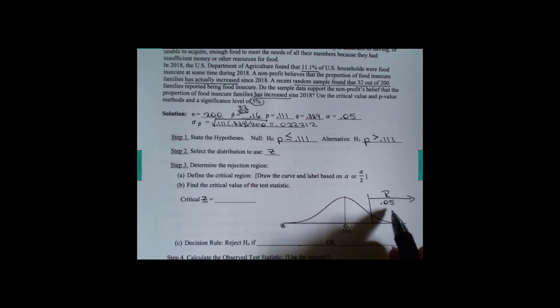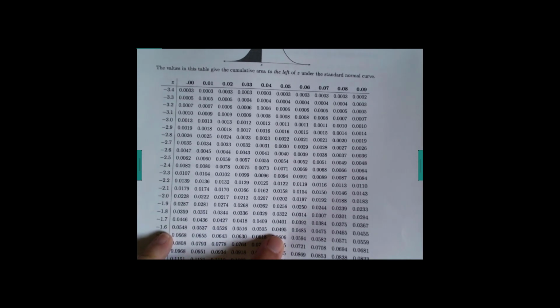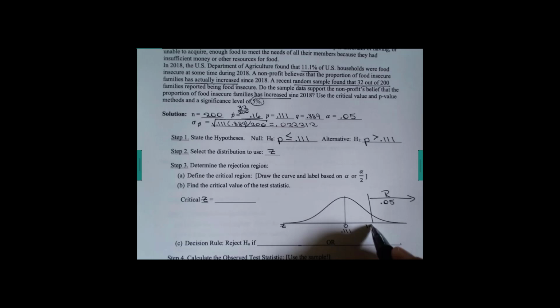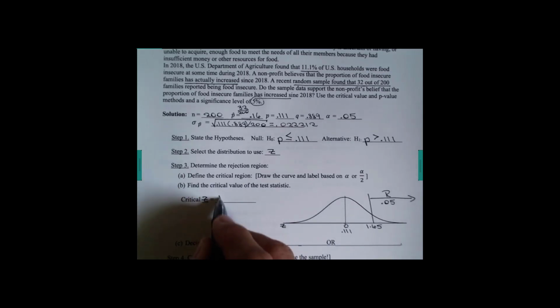So for critical z, I'm looking for 0.05, and we've done this one before. Remember, it's on the positive side, but we're still only going to use the negative side of this table to look these areas up, and I come up with 1.65. I'm going to use a positive because it's on the positive side. So I'll say critical z is 1.65.